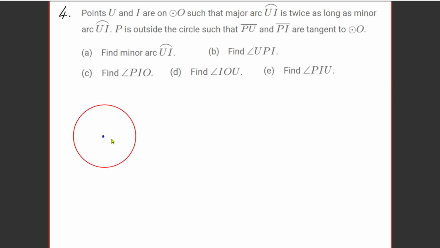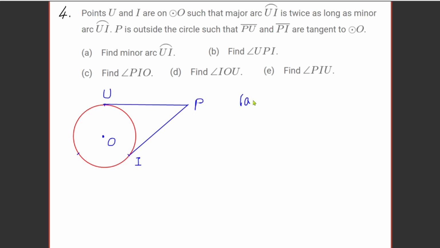So this is circle O. So we need to have 2 points U and I. And major arc UI is twice as long as minor arc UI, right? And then there are 2 segments like this. This is point P, right?